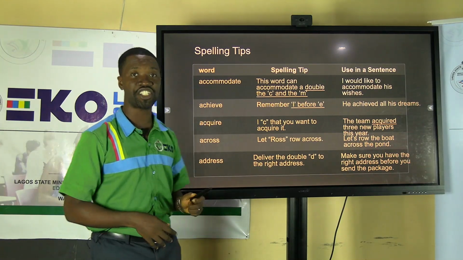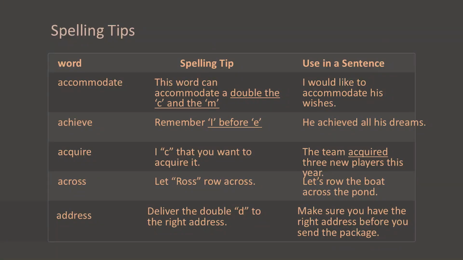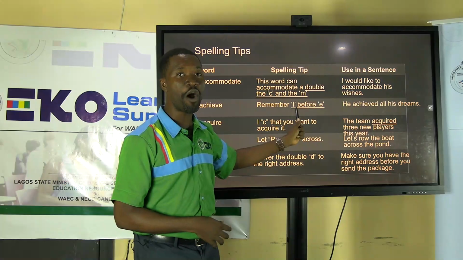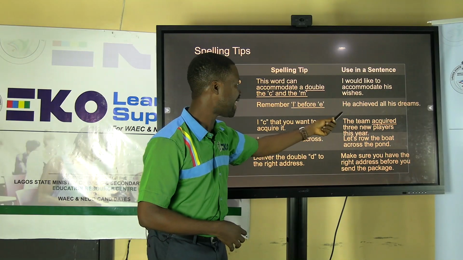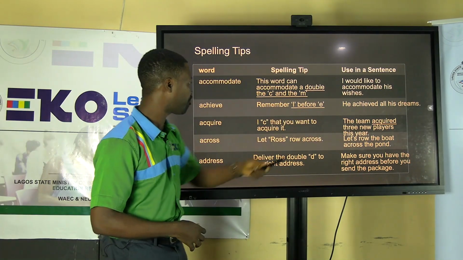Number two, the word achieve. It has also been discovered that achieve is usually spelled with the E coming before the I, whereas that is the wrong way of spelling. You must remember that the I will always come before the E. For example, he achieved all his dreams.